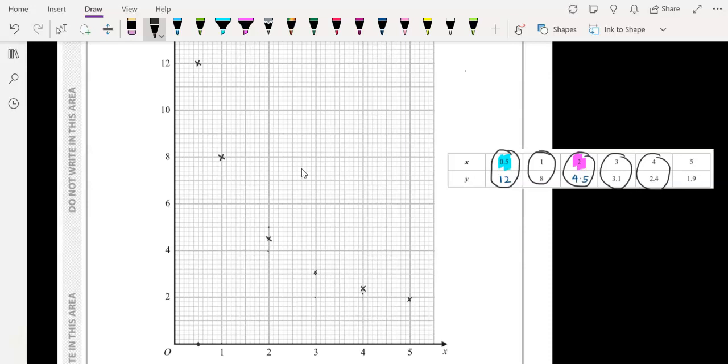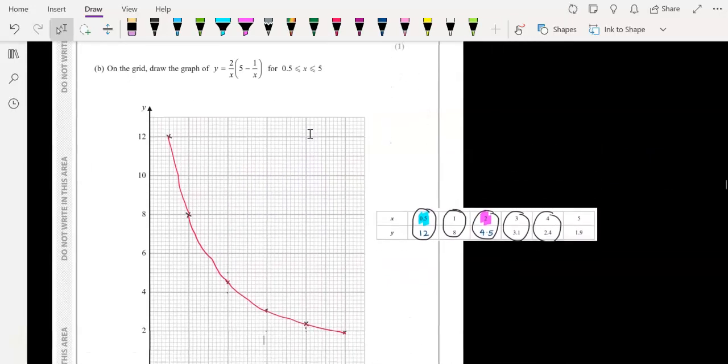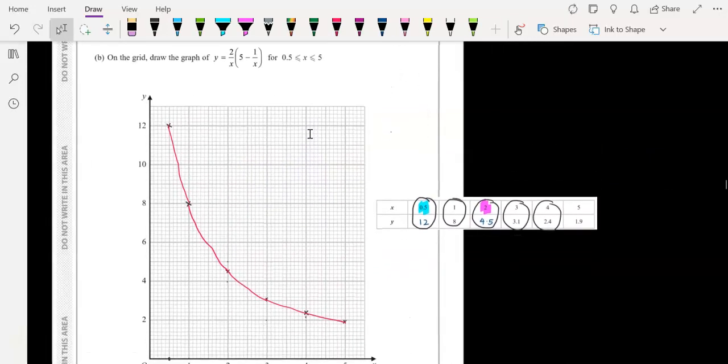Okay, now we have marked all our points. Now we need to join them to get a smooth curve. So let's join the points. Okay, now that's it for this question. Now moving on to the next one.